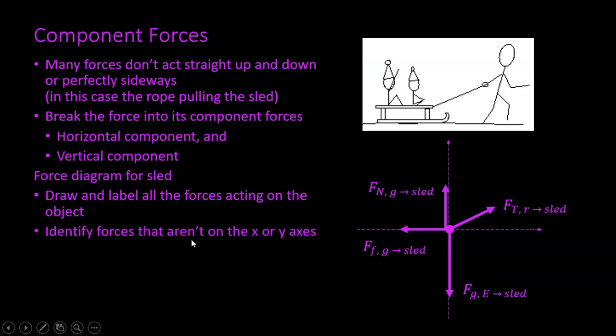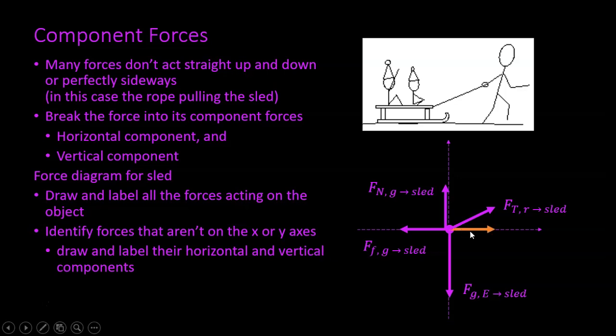Next, we want to identify forces that aren't on the x or y axis. Well, you can see that these three forces are on the x and y axis. They're perfectly vertical or horizontal, but the tension force doesn't lie on either axis. So in that case, we need to draw and label their horizontal and vertical components.